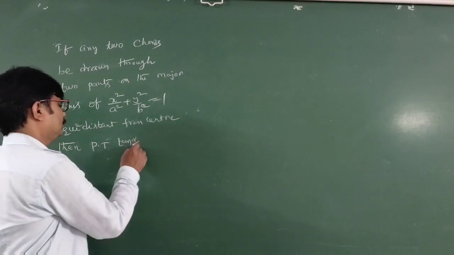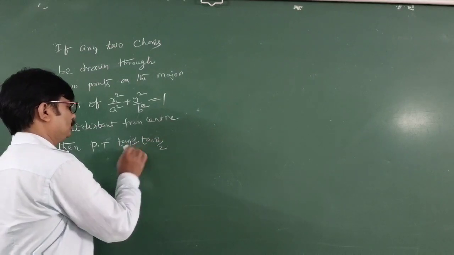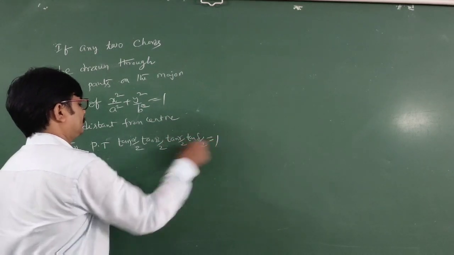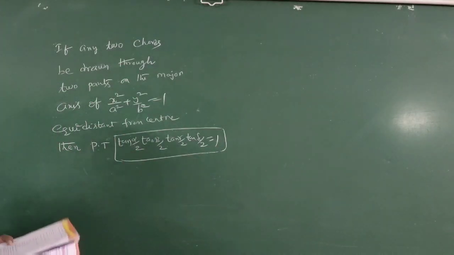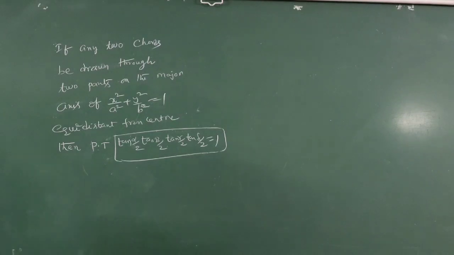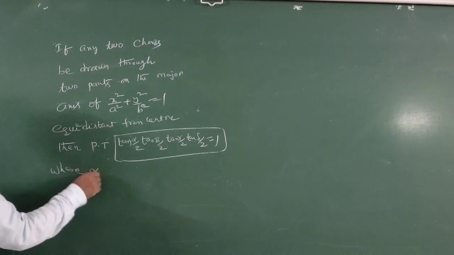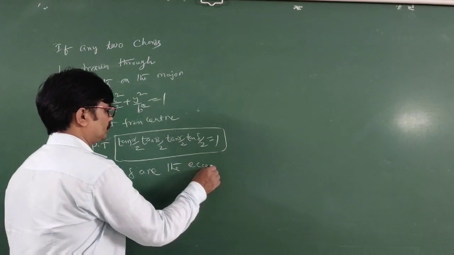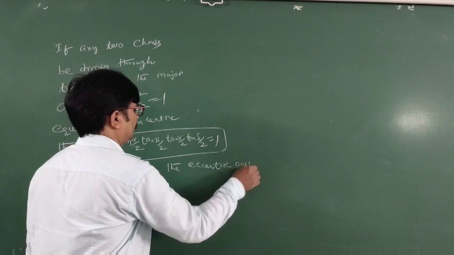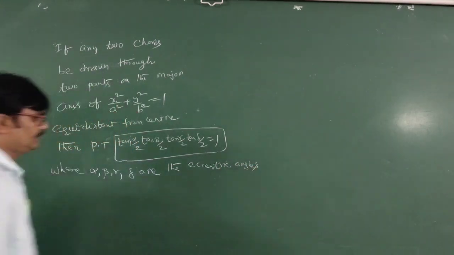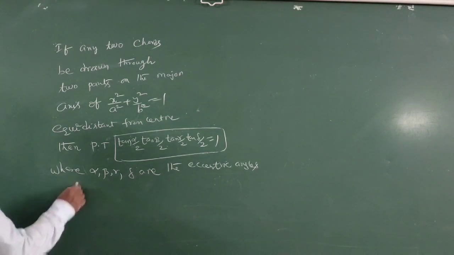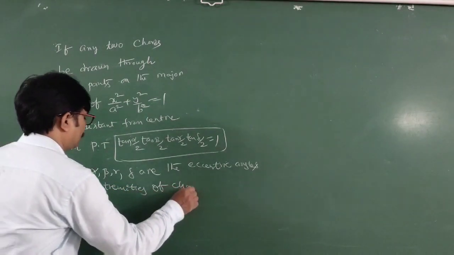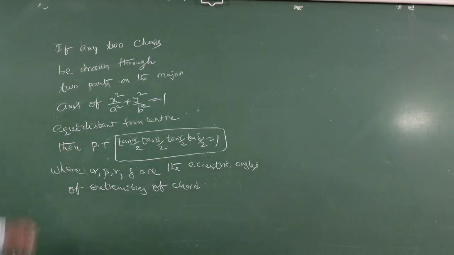tan alpha by 2, tan beta by 2, tan gamma by 2, tan delta by 2 equals 1, where alpha, beta, gamma, delta are the eccentric angles of the extremities of the chords. So students, what is the question?